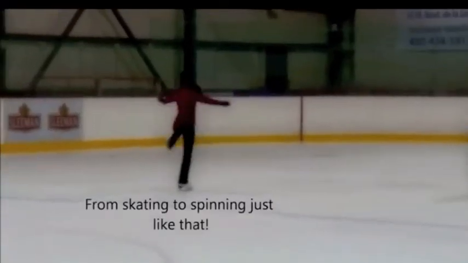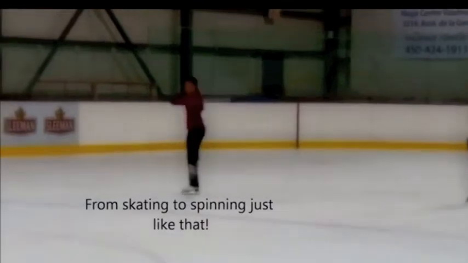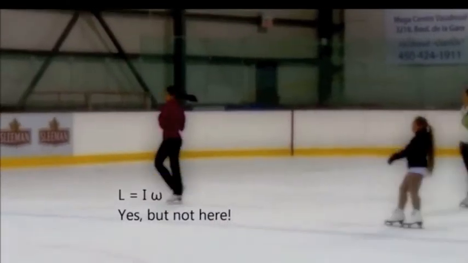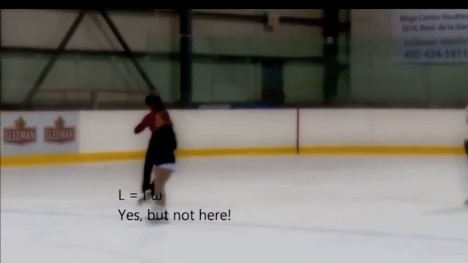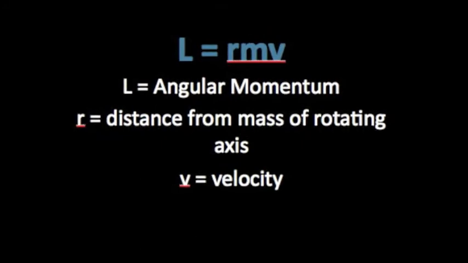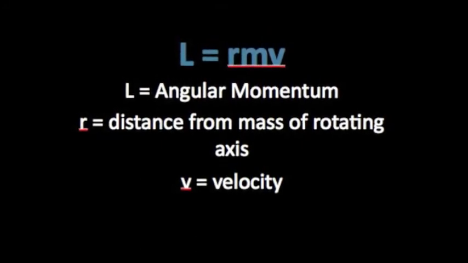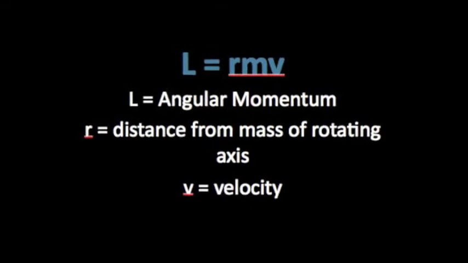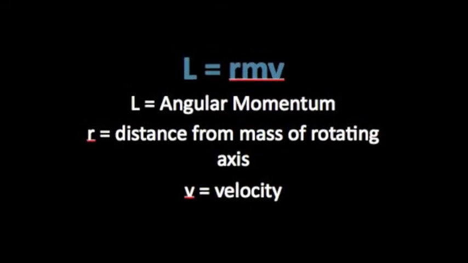When a figure skater pulls in her arms when executing a turn, she spins more quickly. With arms outstretched, her mass is distributed over a greater space. When she draws her arms inwards, that distribution is reduced, so her speed must pick up to counteract the difference. Angular momentum equals R times M times V, with R being the distance from mass of rotating axis, M is the mass, and V is velocity.